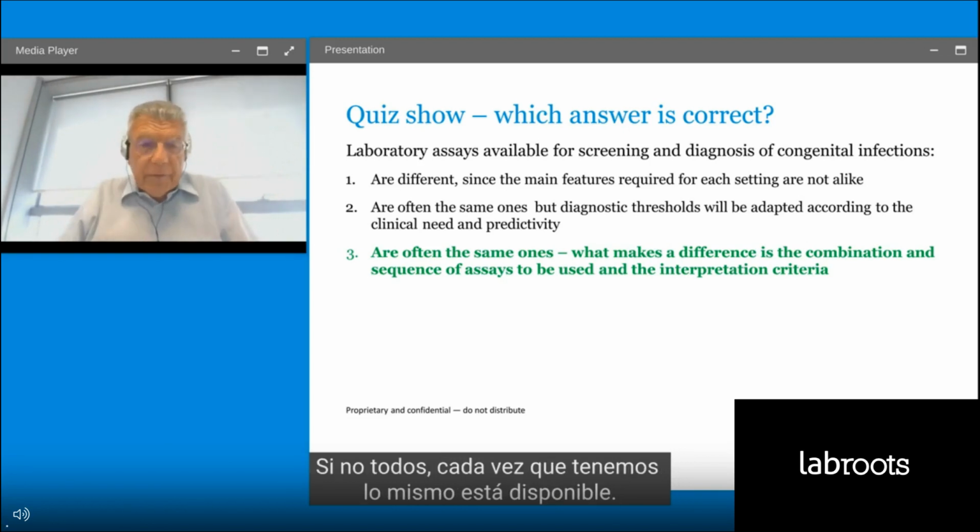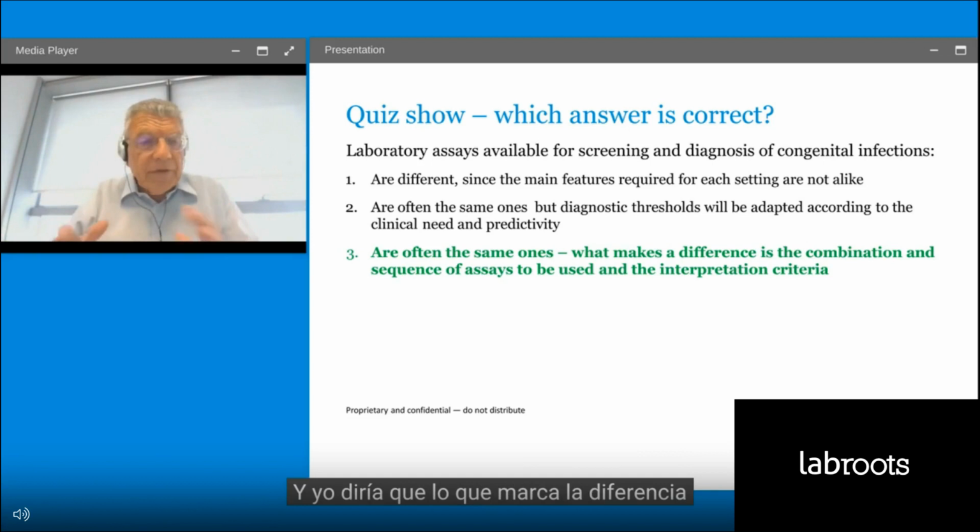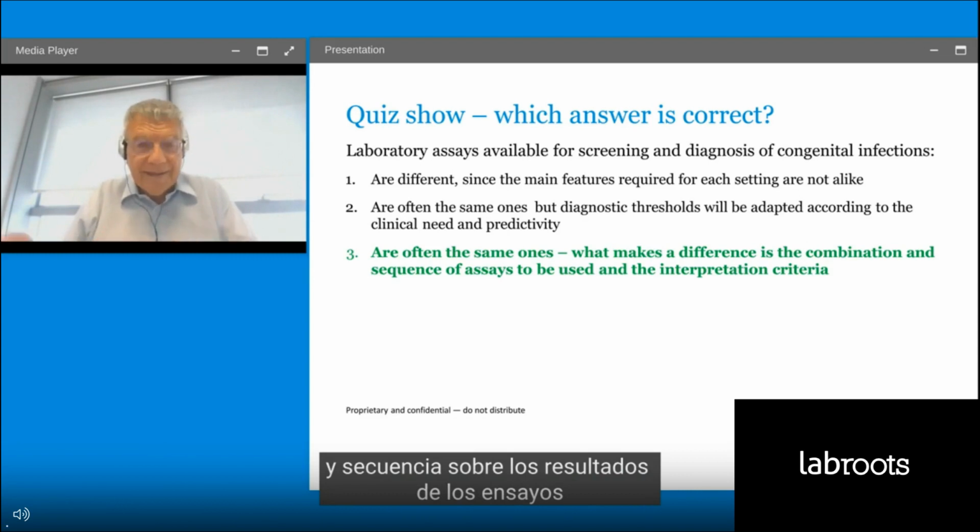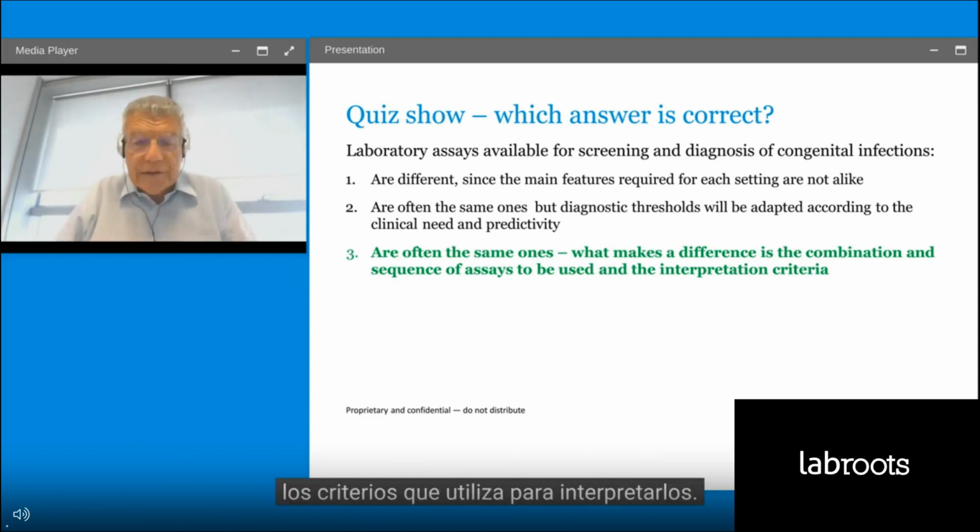Very often, if not every time, we have the same assays available. What makes a difference is really the combination and sequence of results of the assays and the criteria you use to interpret those.